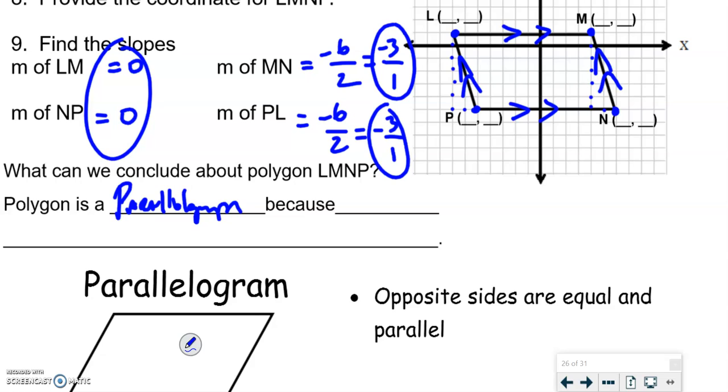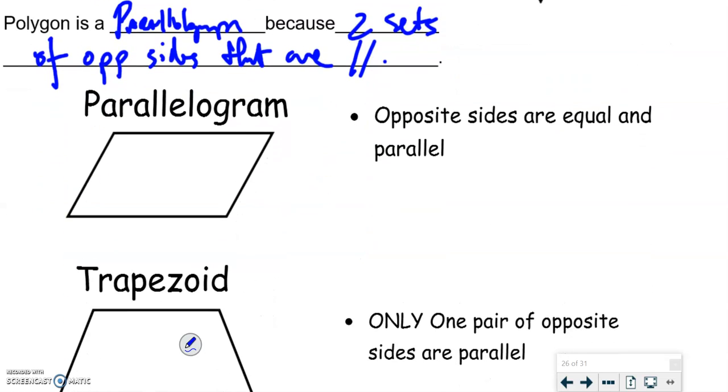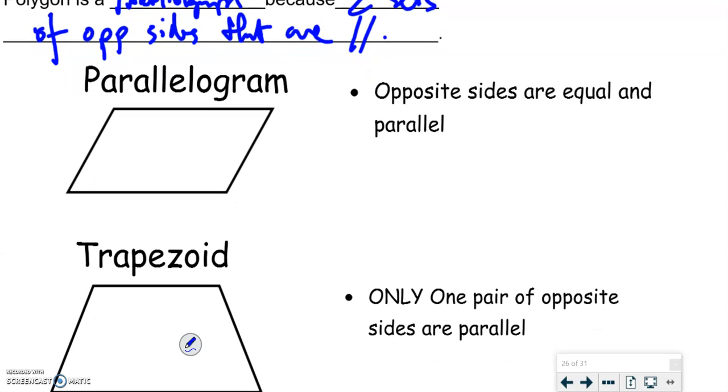It's a parallelogram because it has 2 sets of opposite sides that are parallel. As you can see, that's the case. So opposite sides are parallel and equal in length, okay, but we didn't need to examine that. And then in order for it to be a trapezoid, it only needs 1 pair of parallel.